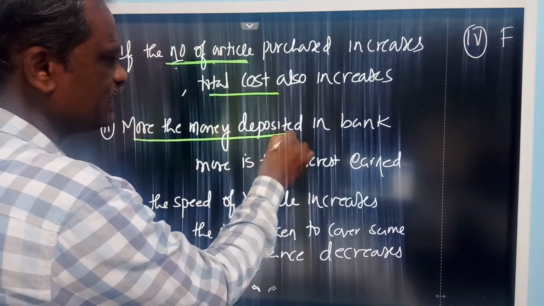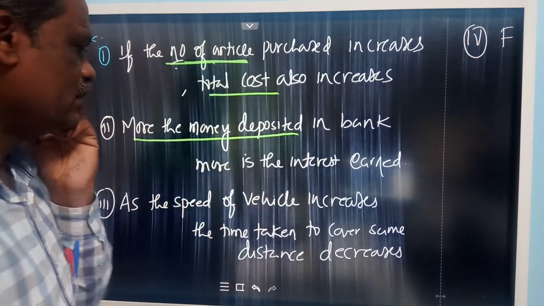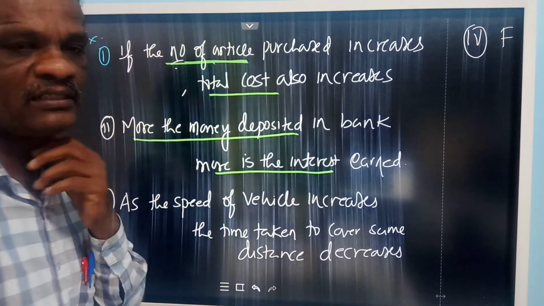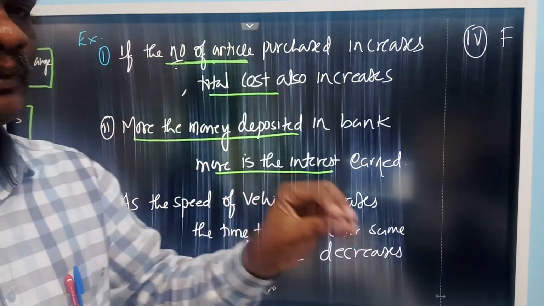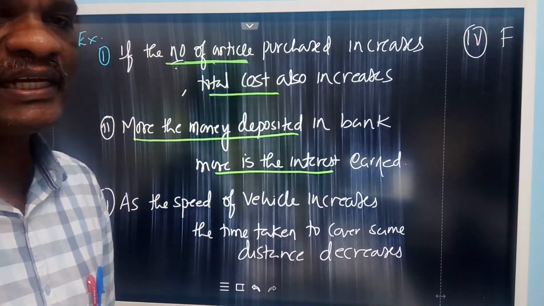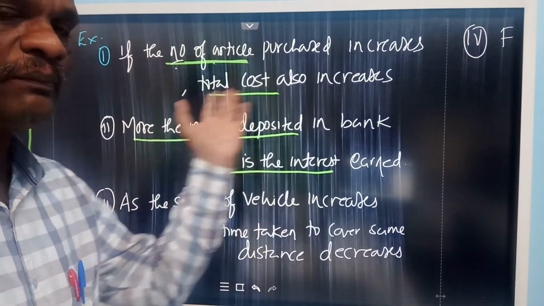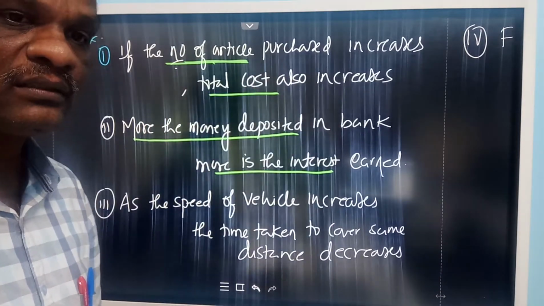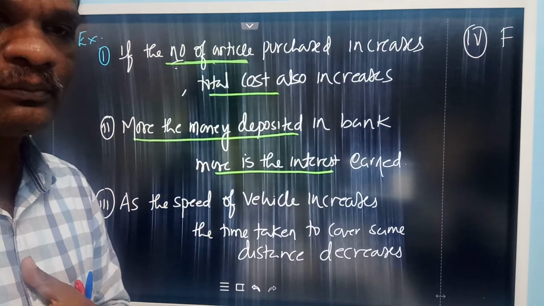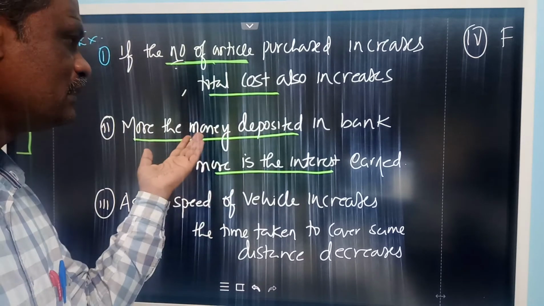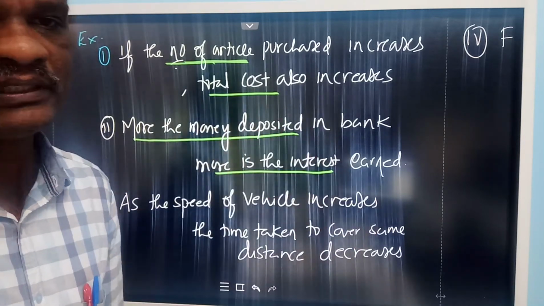The more money deposited in the bank, the more interest you earn. Suppose if I deposit 10,000 in a bank, I may get 100 rupees interest. If I deposit 20,000 in a bank, then I may get 200 rupees as interest. If I deposit 30,000, I may get 300 rupees.